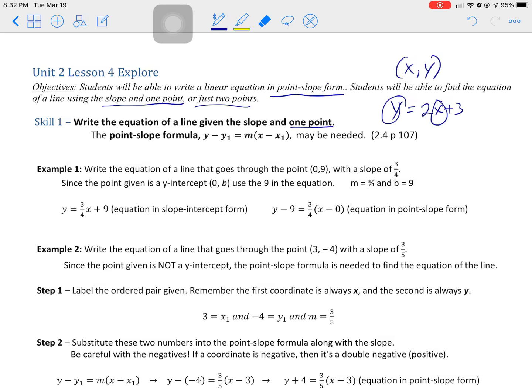Okay, so let's look at one of these. Write an equation of the line that goes through the point (0, 9) with a slope of 3/4. Well, (0, 9) is a y-intercept, right? So b equals 9, m, or slope, equals 3/4. This is the form of the equation in slope-intercept form. That's what we did before. This is the equation in point-slope form. So the y and the plain x with nothing on them are now here.